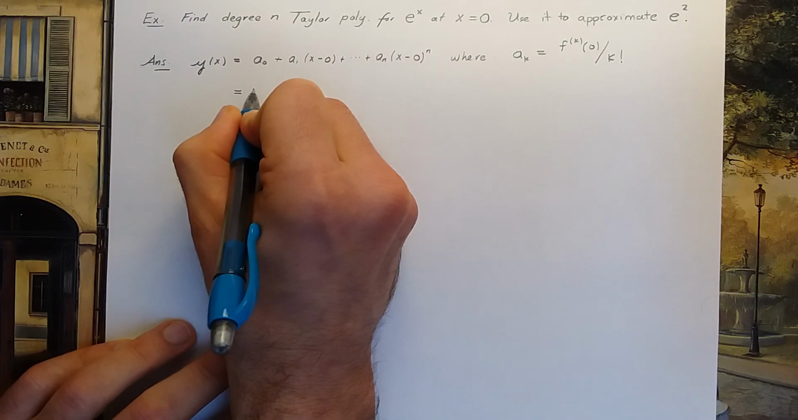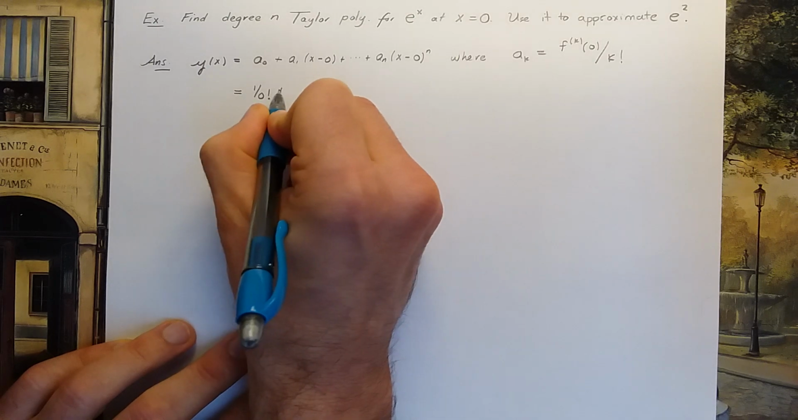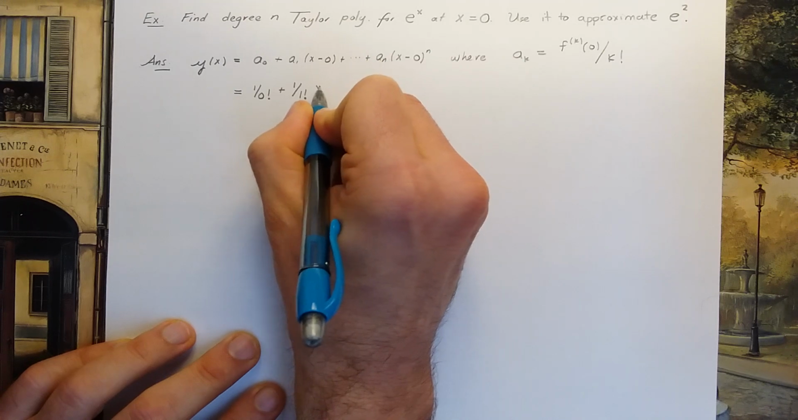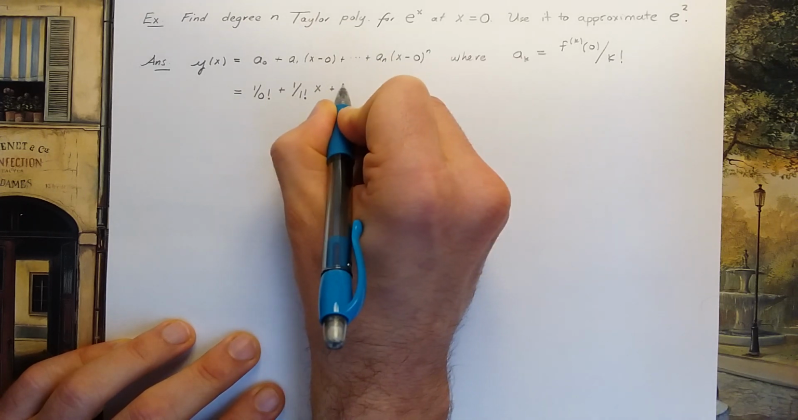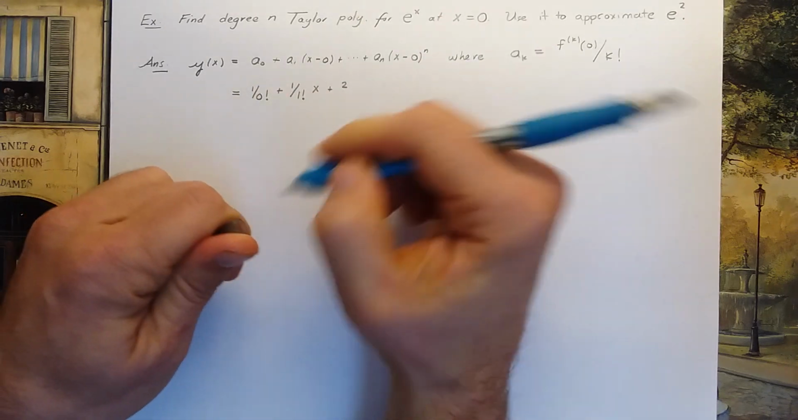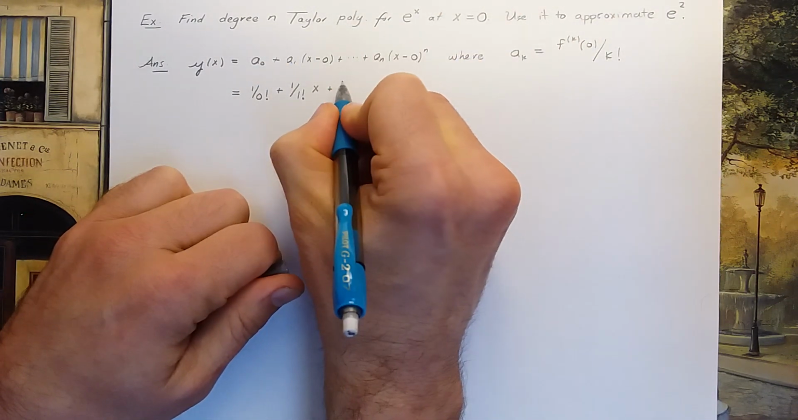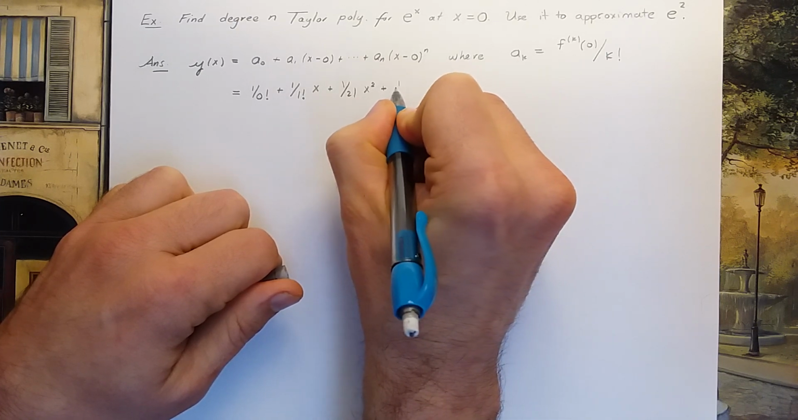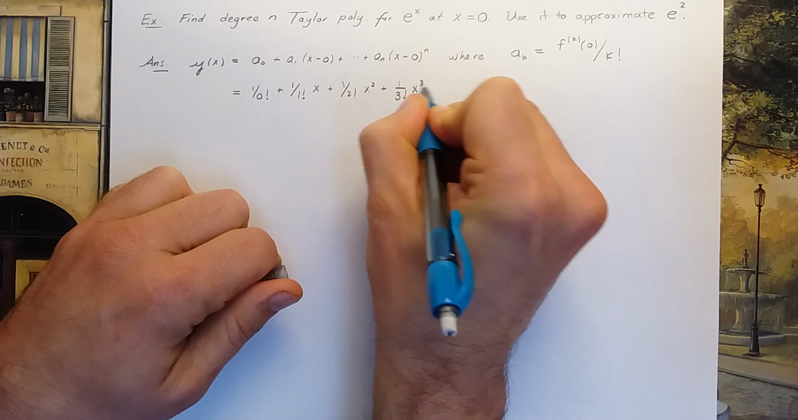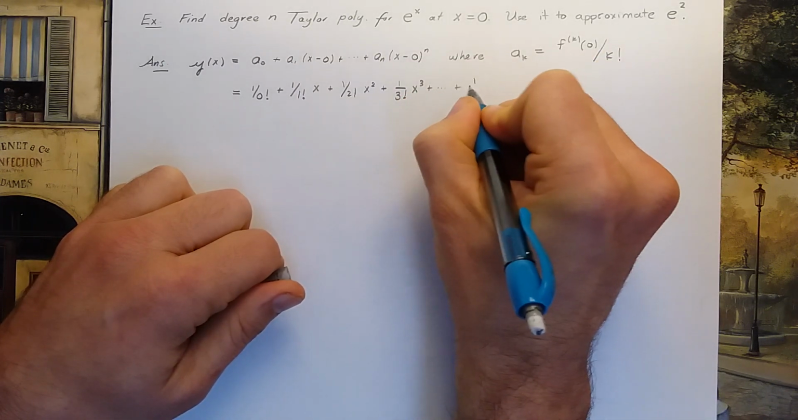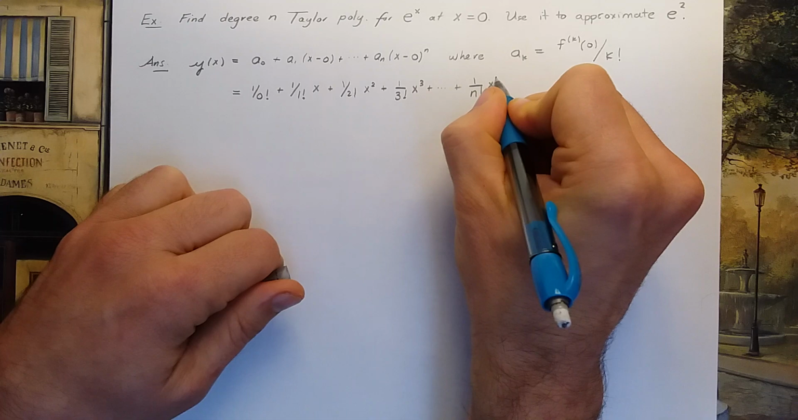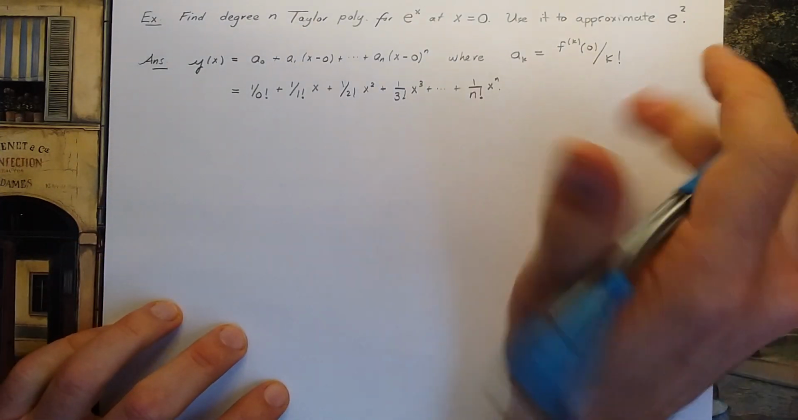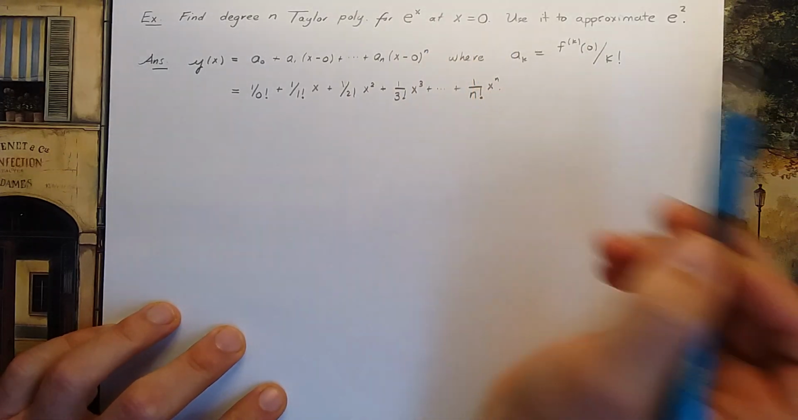So I get 1 over 0 factorial plus 1 over 1 factorial x. The next term will be 1 over 2 factorial x squared. Next term, 1 over 3 factorial x cubed, and so on, until I get to 1 over n factorial x to the n. That is a very nice Taylor polynomial. It's the Taylor polynomial for e to the x at x equals 0.